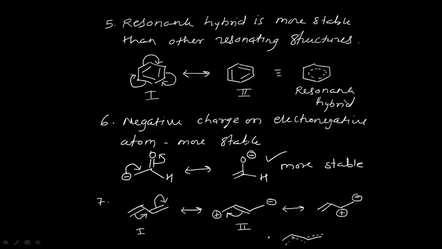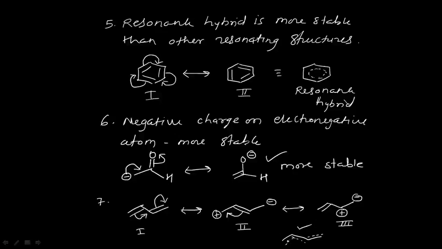So you'll have this resonance hybrid, and if you look at structures 1, 2 and 3: structure 1 has two carbon-carbon double bonds, structure 2 has charges at both ends, negative and positive, and structure 3 has charges very close to each other. So structure 1 and structure 2 are going to have more contribution to the resonance hybrid.